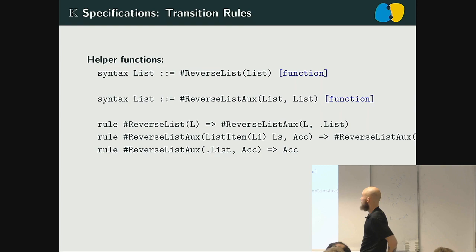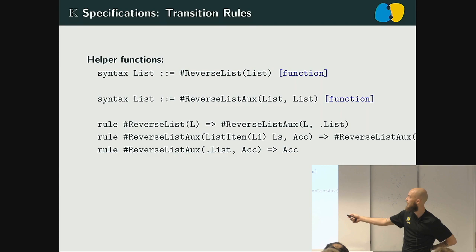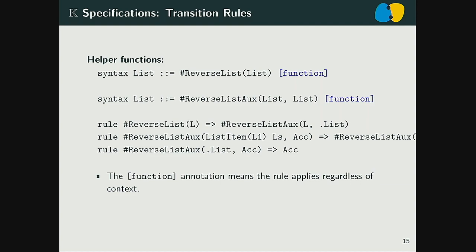You can do general functional programming. So there's a reverse list function. You just say, this syntax production defines a function, and then you don't need to mention any context when you write the rule. You don't have to say, in the K cell this happens. This can just apply anywhere immediately. And in the backend, like in the Haskell backend, this basically turns into a function the way you'd expect.